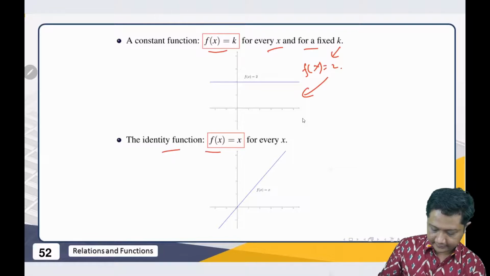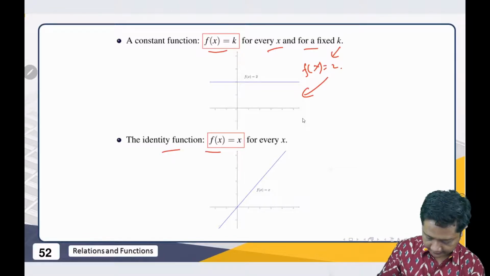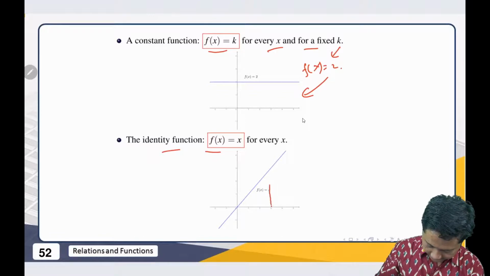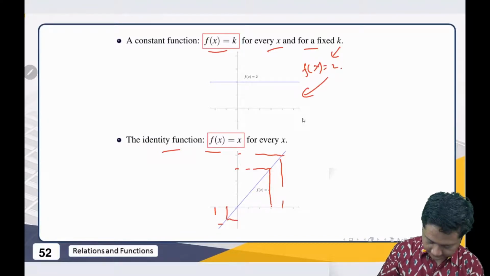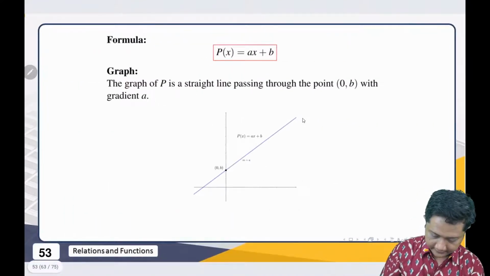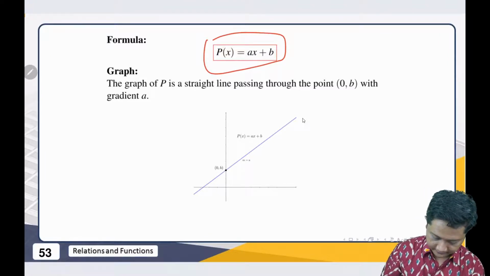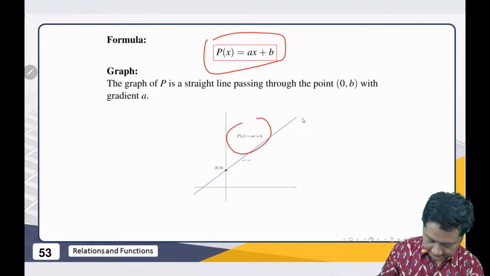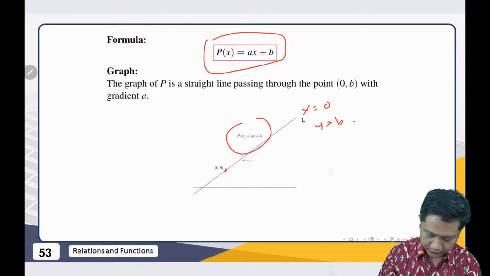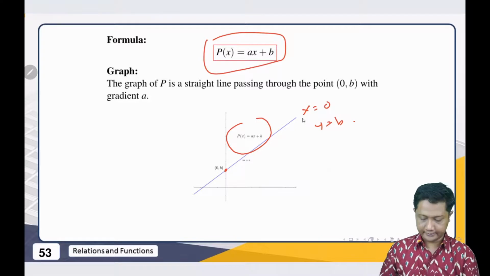And then the identity function f(x) is equal to x. It should be clear, because whatever you get here, 3 go up, then you also get 3. 4 go up, you get 4. Then -1, -1, correct. So this one is a linear function, and this is the general formula for a linear function, and we have it in general like this, because why? When x is equal to 0, then y is equal to b, right? So it always passes through (0, b).